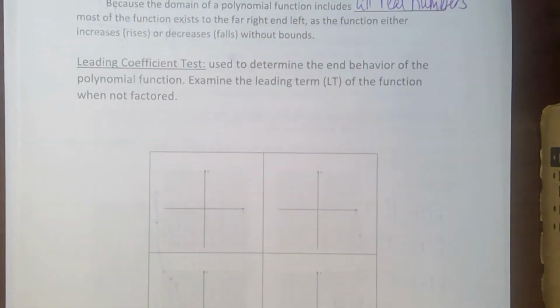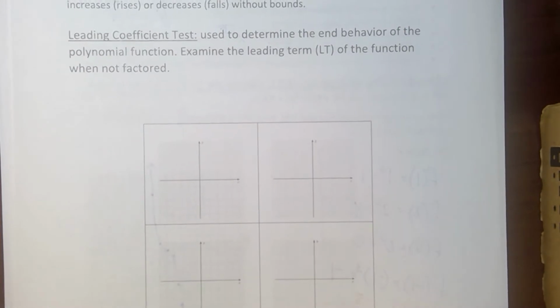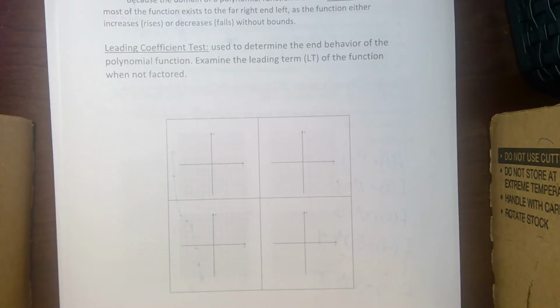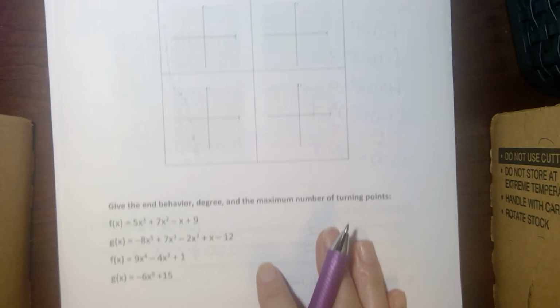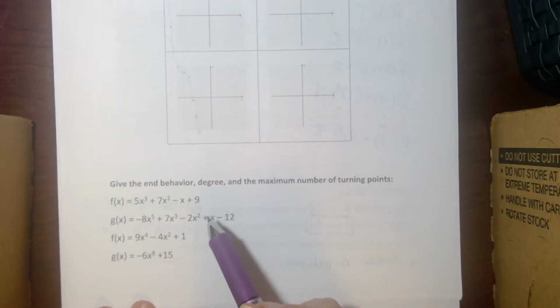We use the leading coefficient test to determine that end behavior, and our leading coefficient test is really simple, short and sweet. We're going to use this nice little 2x2 chart to determine our end behavior. You're going to examine the leading term of the function when it's not factored. So just glance down here at the bottom. My leading term is going to be the term with the largest exponent.